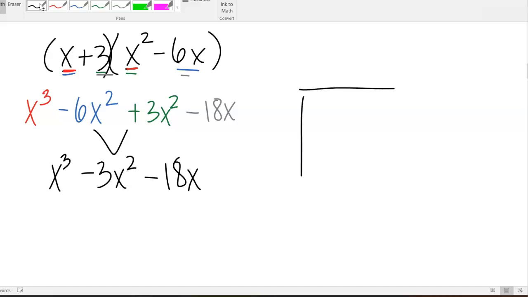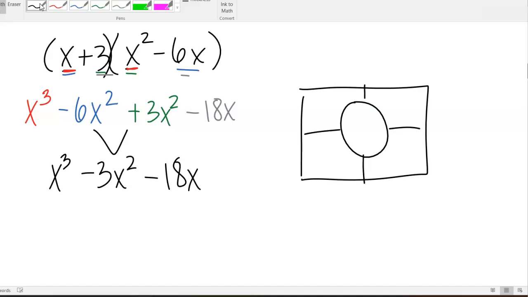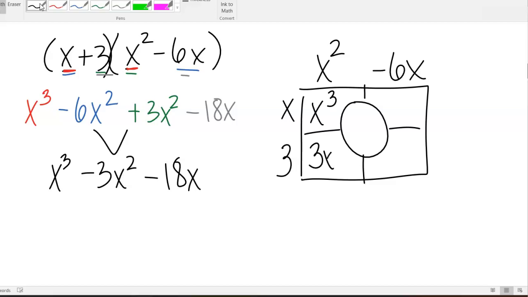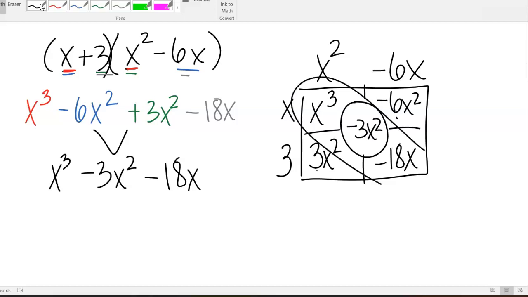And one more time, the same situation, but following the box method. I'm going to put one pair on the side and one pair on the top. And then we multiply for all of our boxes. x squared times x is x to the third. x squared times 3 is 3x squared. -6x times x is -6x squared. 3 times -6 is -18x, and then our like terms in the center, we're adding the 3 and the -6. That's a -3. Variable situation stays the same, and I got the same answer on the diagonal.